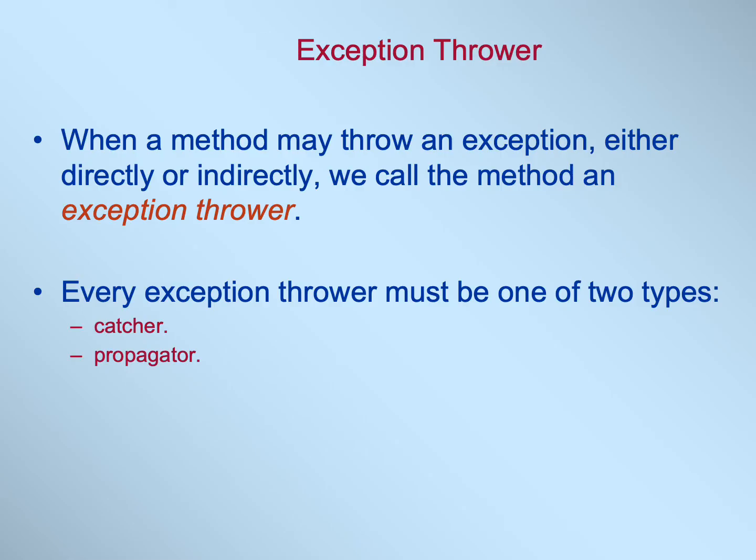Exception thrower. When a method may throw an exception either directly or indirectly, we call the method an exception thrower. Every exception thrower must be one of two types: a catcher or a propagator. Using the try-catch statement is the first way to handle the exceptions. The second way is to propagate the thrown exception back to the caller of the method. The method that includes the statement that calls our method must either catch it or propagate it back to the caller.